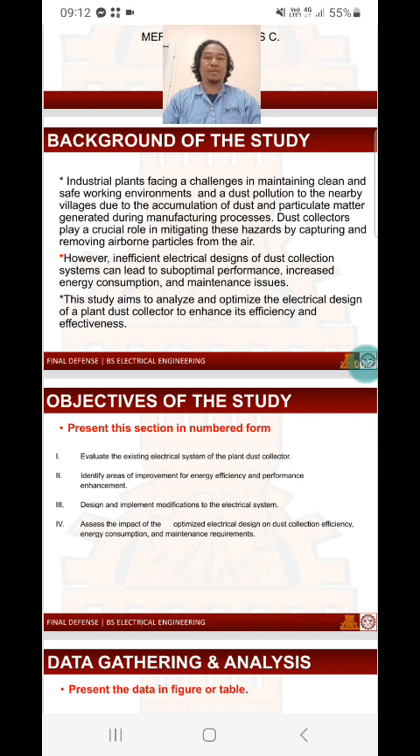Industrial plants face challenges in maintaining a clean and safe working environment and dust pollution to the nearby villages. However, inefficient electrical design of dust collection systems can lead to suboptimal performance, increased energy consumption, and maintenance issues. This study aims to analyze and optimize the electrical design of a plant dust collector to enhance its efficiency and effectiveness.